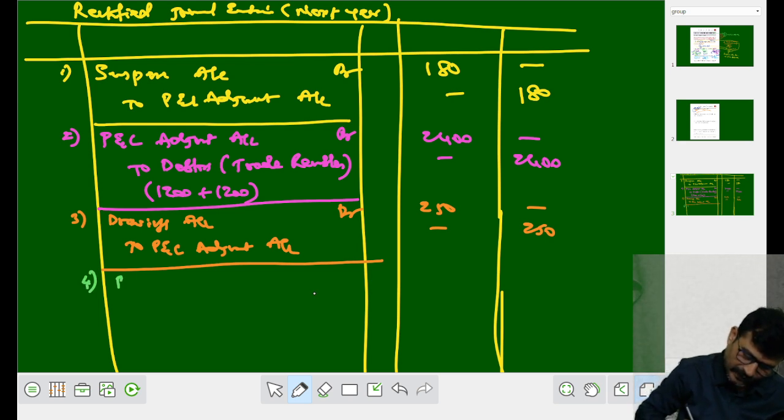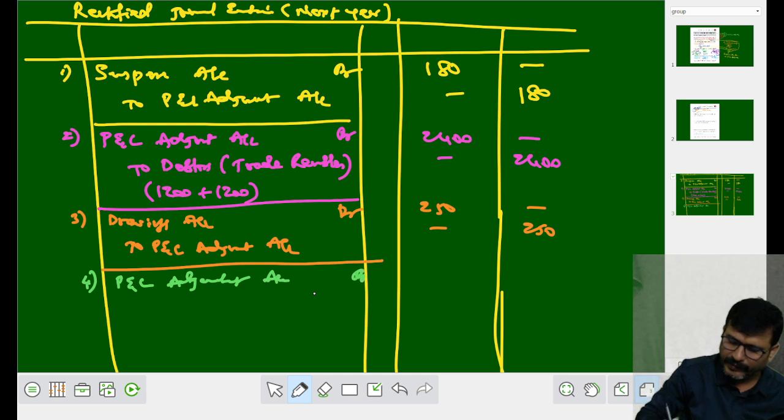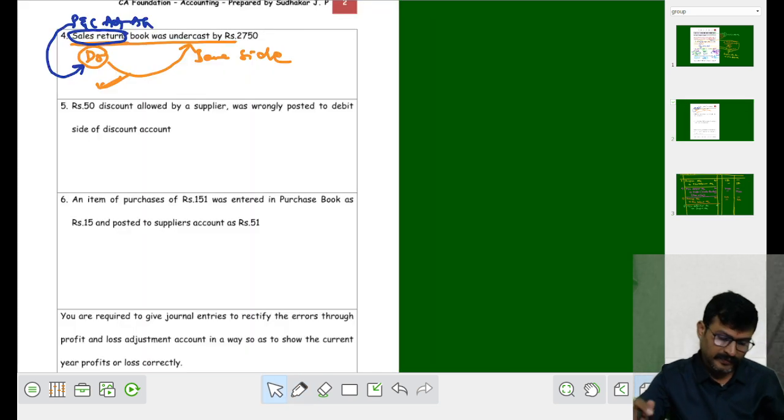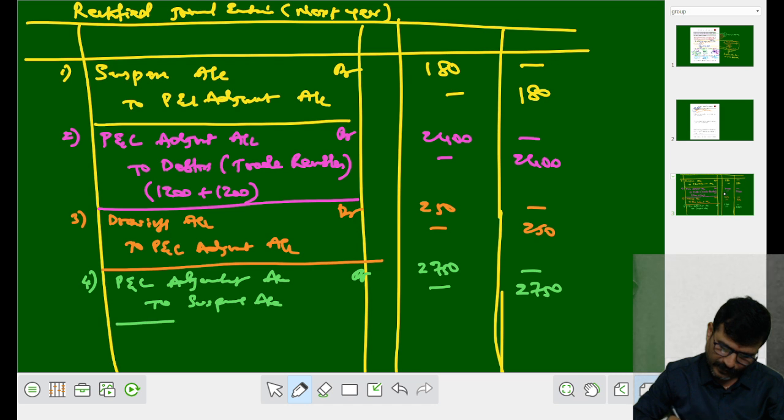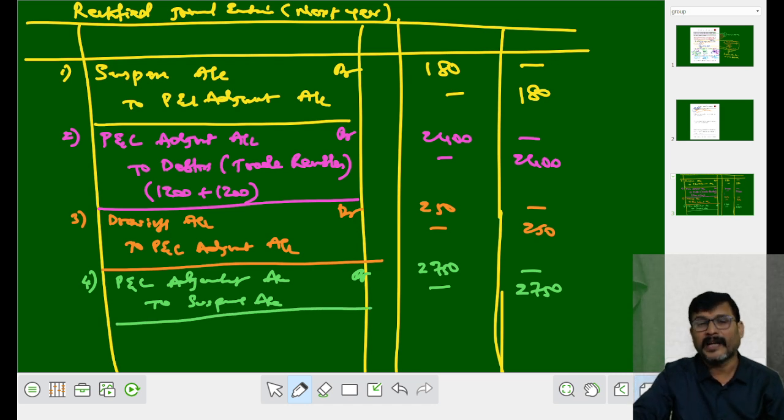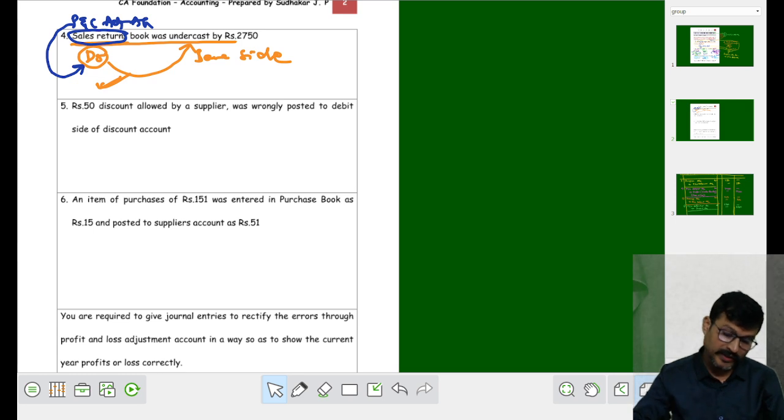That is, P&L adjustment account debit to suspense account. How much amount? 2750 dash 2750. Being under cost in sales returns account is rectified.